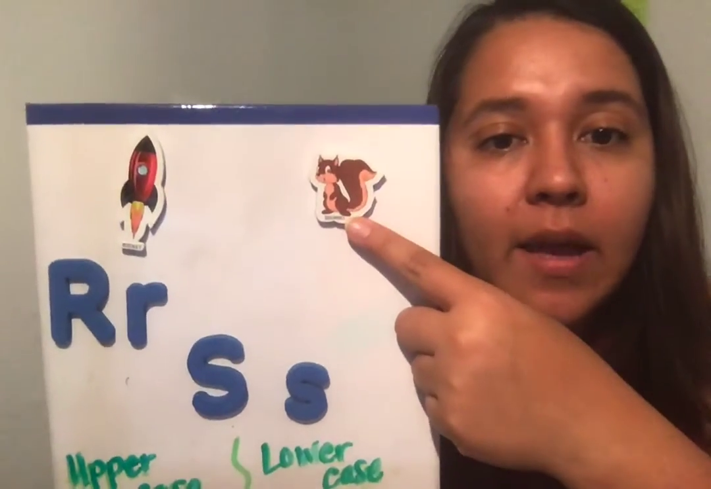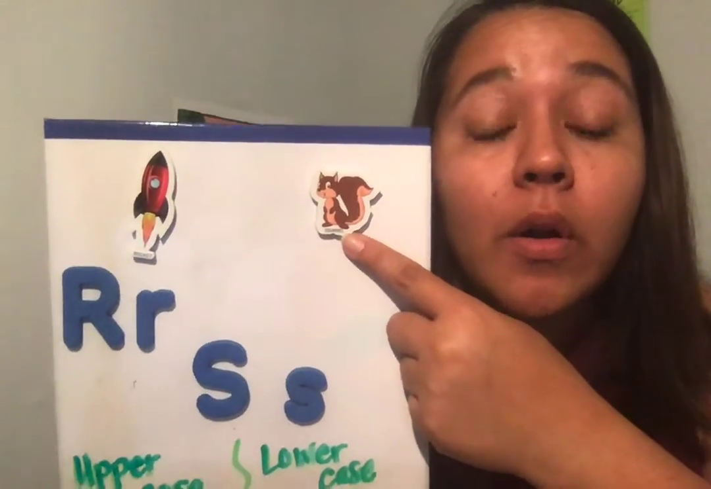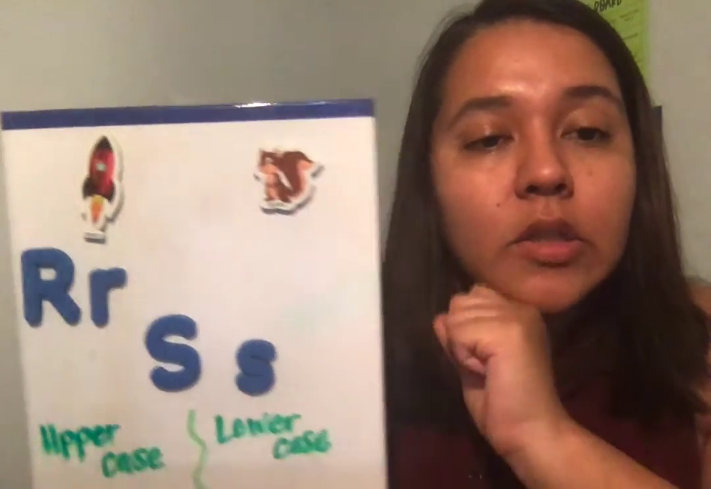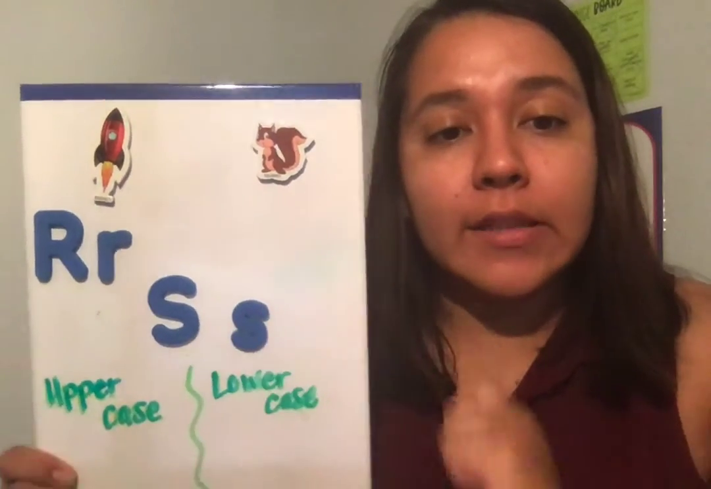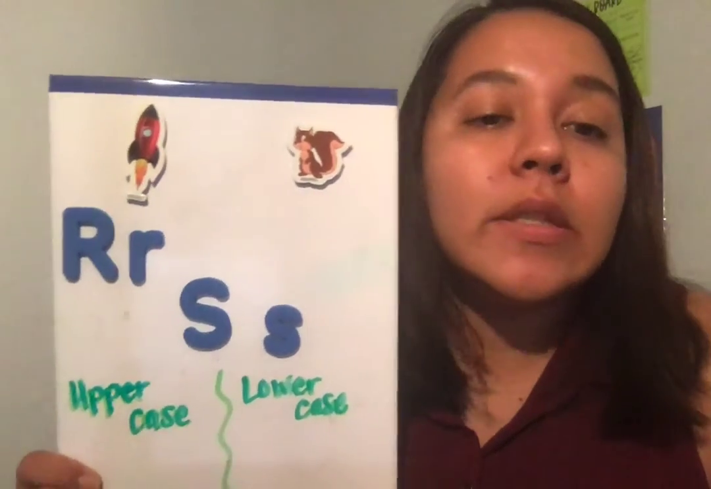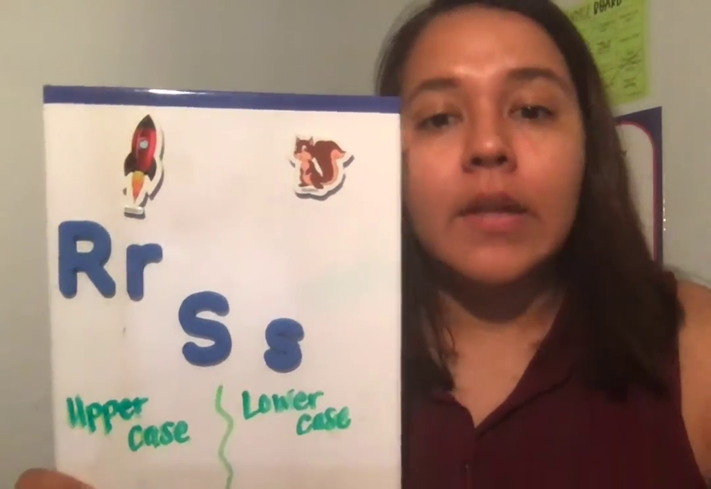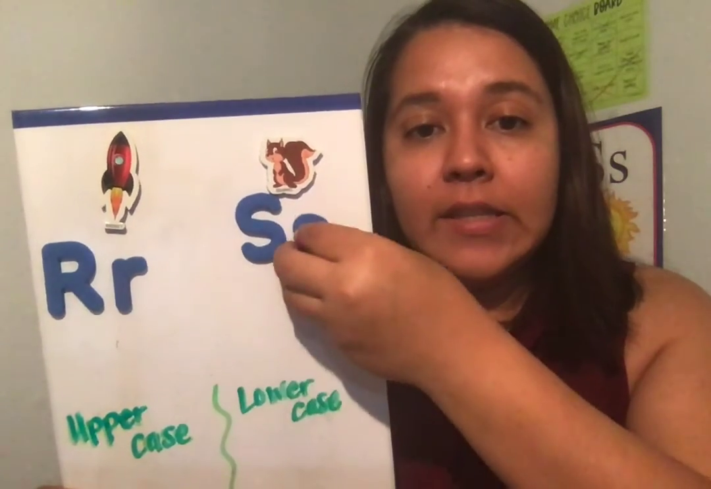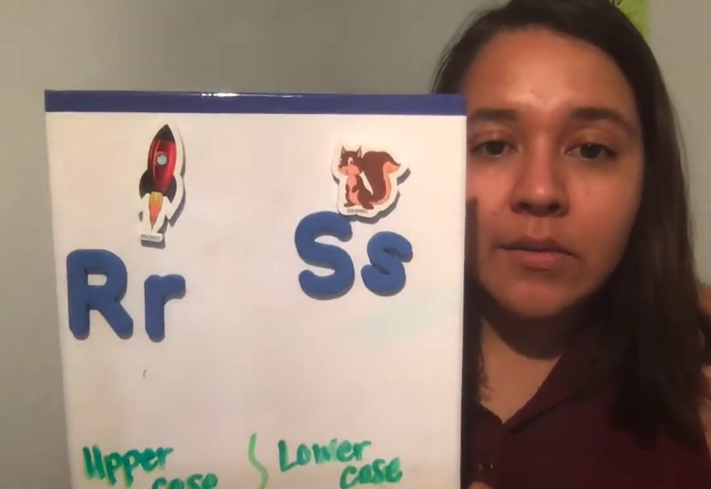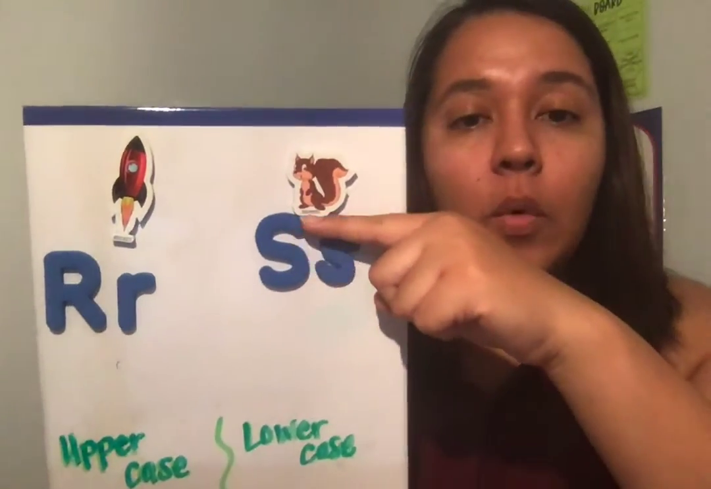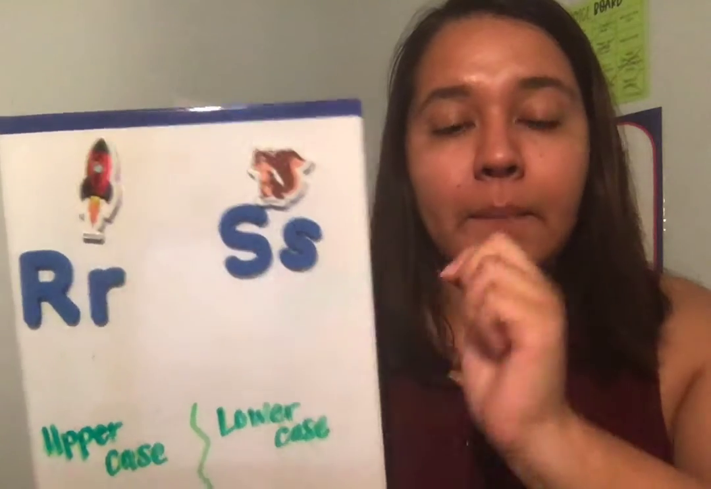And then we have right here a squirrel. Can you say squirrel? Does squirrel start with the letter R or with the letter S? Let's sound it out. Squirrel. It begins with the letter S. Uppercase and lowercase. We did it, guys. Rocket begins with the letter R and squirrel begins with the letter S.